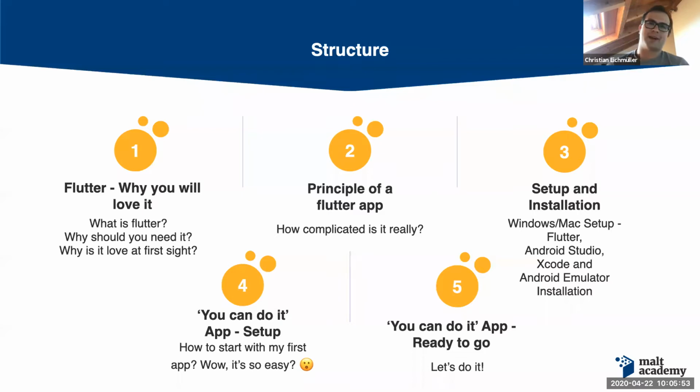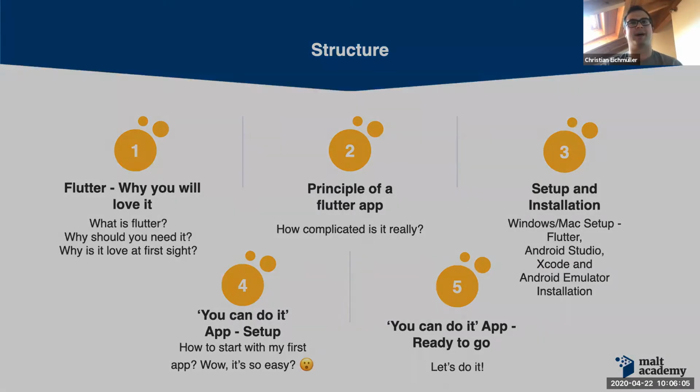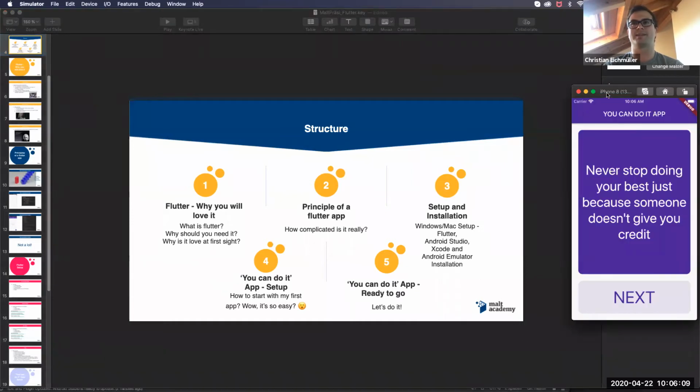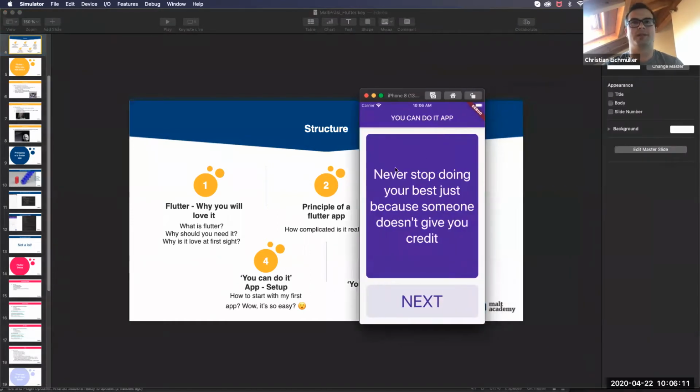All right, and after we did this, I'm going to show you how to write your first app, and we call this app the You Can Do It app. It will be a motivational app. Give me 1 second. It will look like this. We will have some motivational quotes, and whenever we press this button, a new quote will pop up and make our day happier.